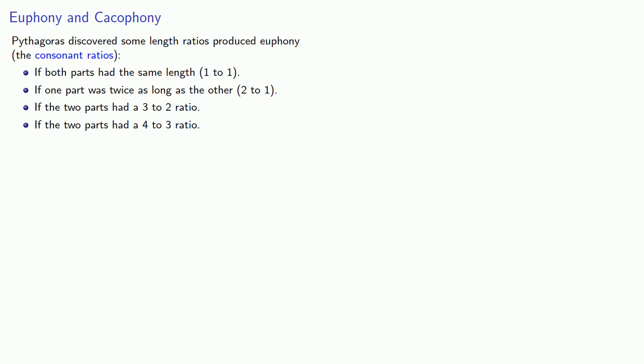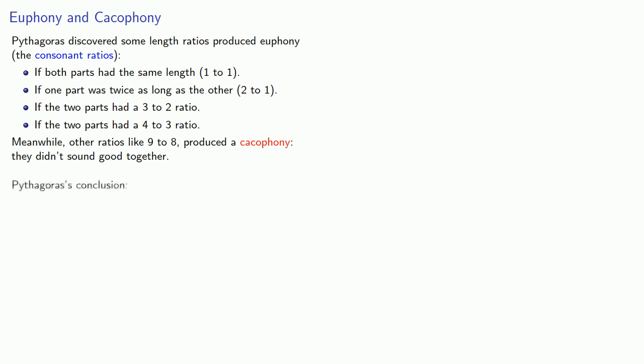Meanwhile, other ratios like 9-to-8 produced a cacophony. If you plucked the strings at the same time, what you got didn't sound very good unless you were fond of caterwauling. And based on his experiments, Pythagoras came to the following conclusion. Beautiful music involves mathematical ratios of small whole numbers.